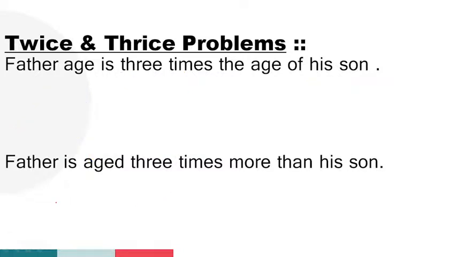Right. Coming to the second point, guys. Father is aged 3 times more than his son. Son's age we don't know. Let x. Father is how many times? 3 times. x into 3, 3x.